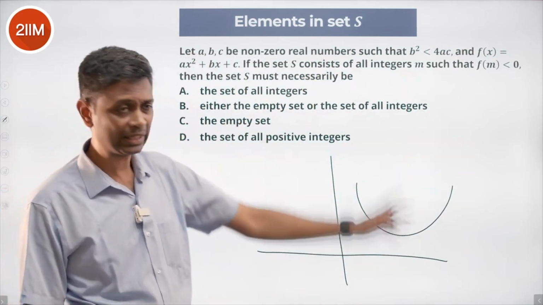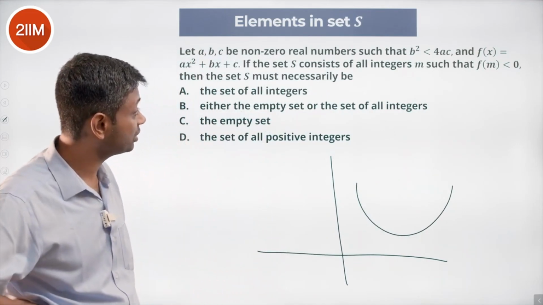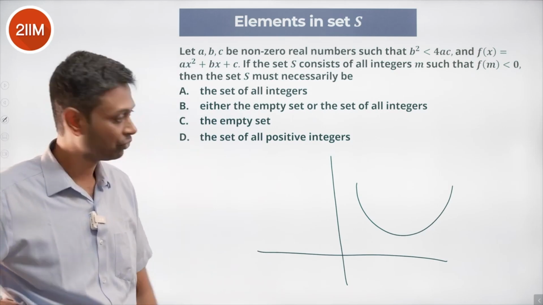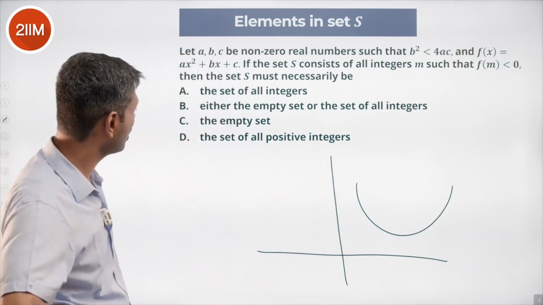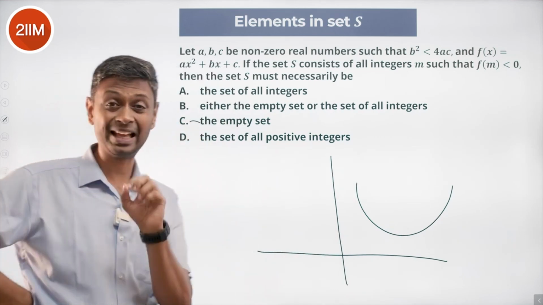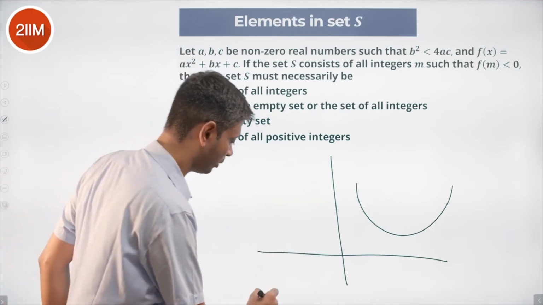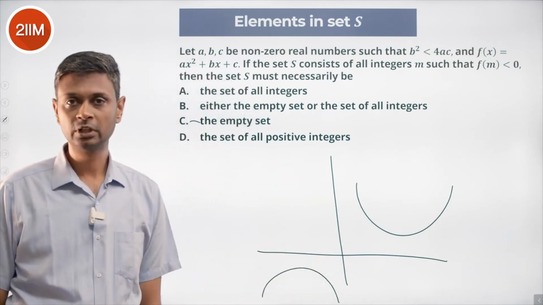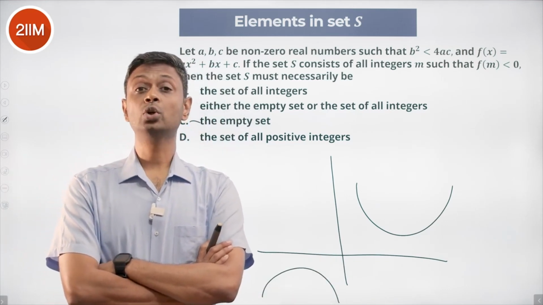It's completely above the x-axis. Which means, if you think about it, what is the set of all integers such that f of m is less than 0? Never. So set S should be an empty set. Except the curve could be like this, or quite brilliantly it could be like this. In which case, for all integers it will work, or for no integers it will work.